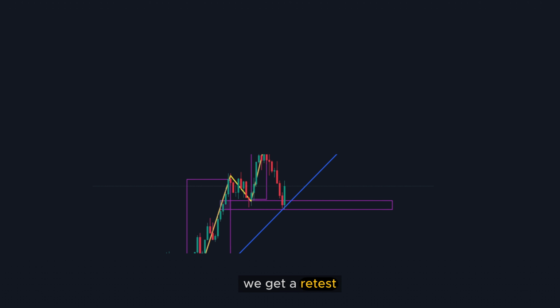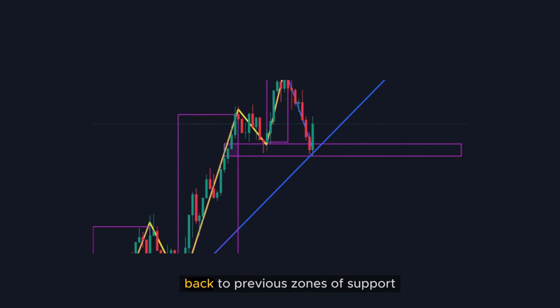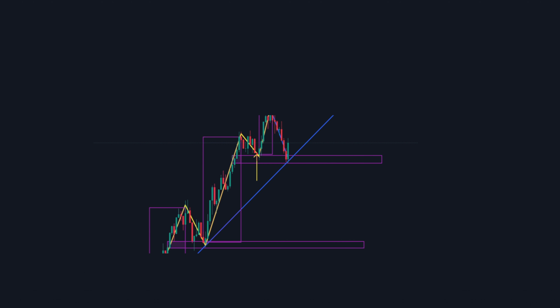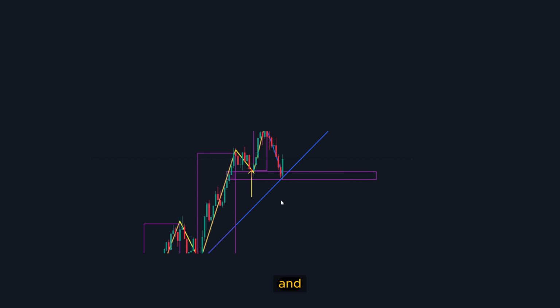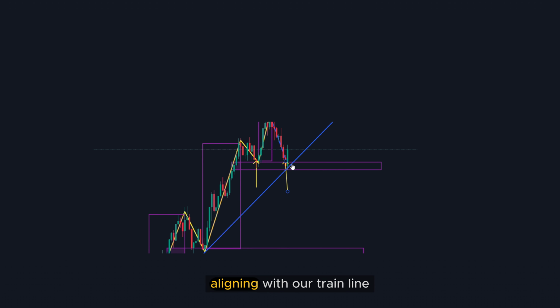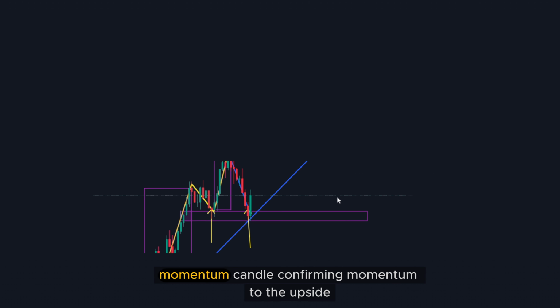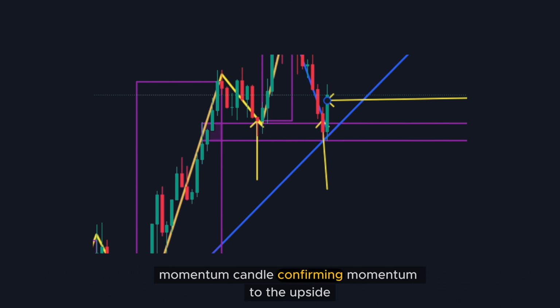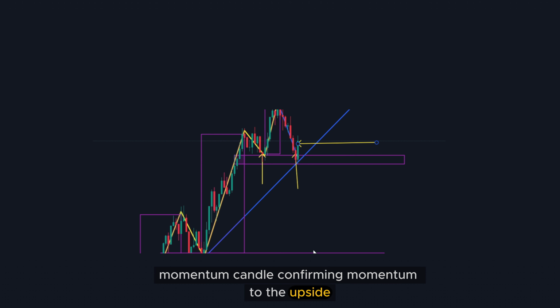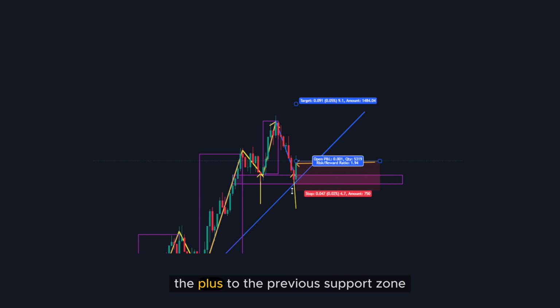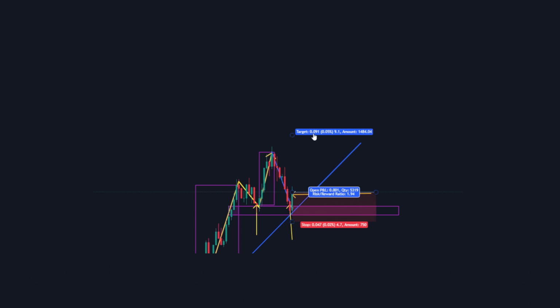We get a retest back to previous zones of support and aligning with our trend line. Momentum candle confirming momentum to the upside. We take our buy, the closure of the candle above the previous support zone. Aim for new highs.